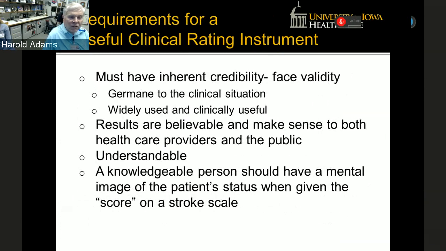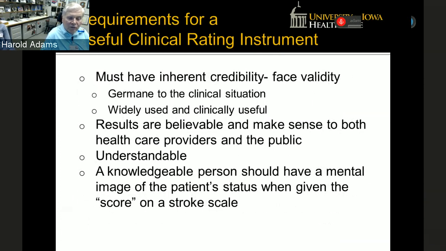So now, what is required for a clinically useful rating instrument? It must have credibility. It must be germane to the clinical situation. It must be widely used and clinically useful. In short, the results of the scale should make sense to both healthcare providers and the public.